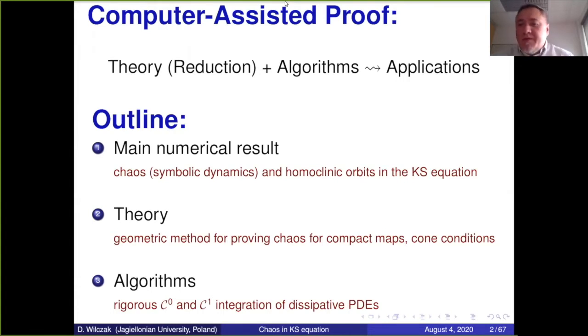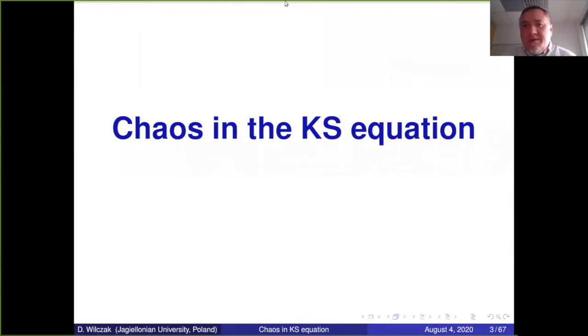And I would like to reverse this order a little bit. So I would like to start from the main results. Then I would like to present some theory. And then it will be clear what kind of tools we need for those computations. At the end, I would like to present the most technical part of these results, and switch to algorithms for rigorous C0 and C1 integration of PDEs. So let me start from the result.